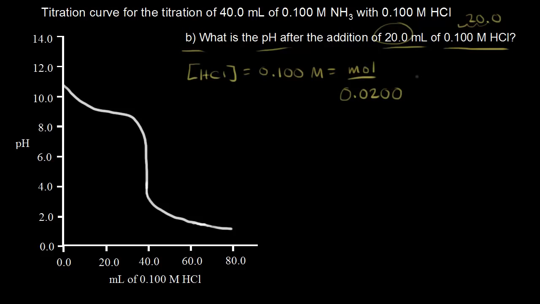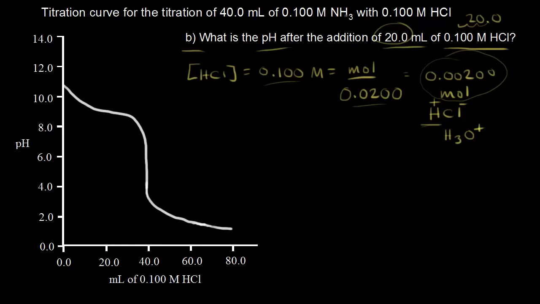And so we solve for moles. 0.1 times 0.02 is equal to 0.002. So that's how many moles of HCl we are adding. So HCl, you can think about this as H plus and Cl minus, or if you think about adding your proton to water, H plus and H2O give you H3O plus. So you could consider this to be the number of moles of H3O plus that we're adding.